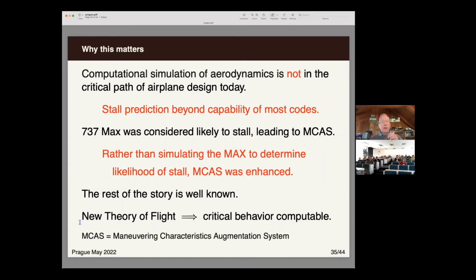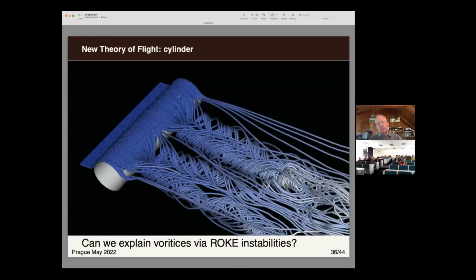And the new theory of flight says critical behavior is computable. It says we can look at instabilities. We now understand how to understand or compute the instabilities around anything, a cylinder, an airplane, and that gives us a good understanding of what to expect from computational flows, which may be turbulent, but at least they're more realistic than the standard flow simulations done today. So here's what those flow simulations look like. So we get this very complicated flow, but it's very repeatable computationally.